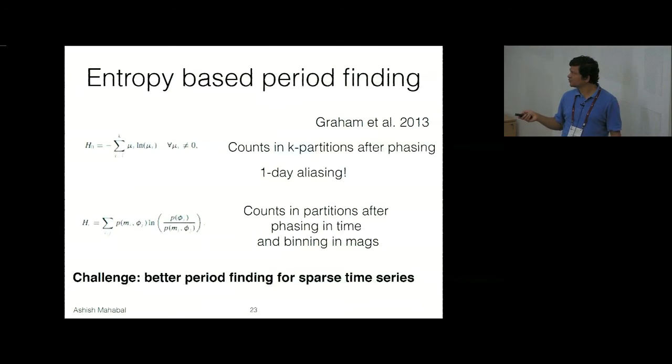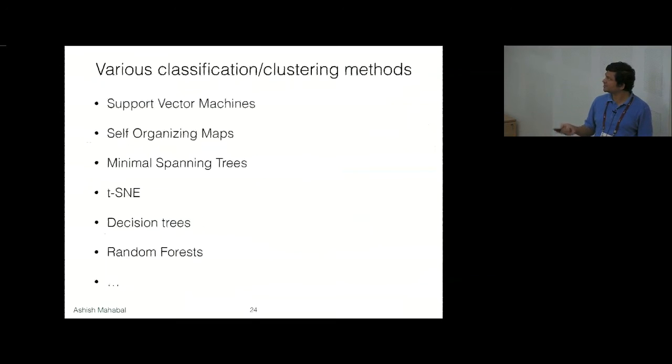But then you can also go to 2 dimensions. That's where the entropy comes in. So you partition not only in time, but also in magnitude, and find out what is the most likely period that you get from there. But one of the challenges is better period finding algorithms with sparse time series.